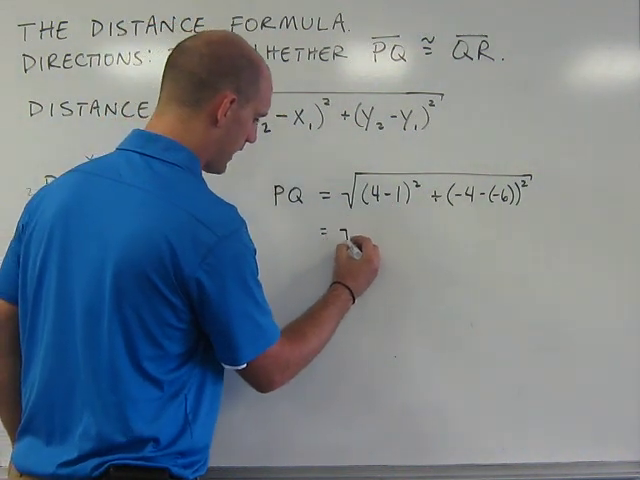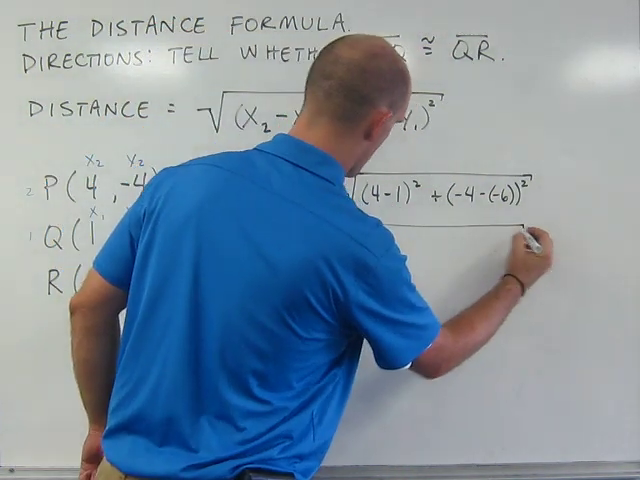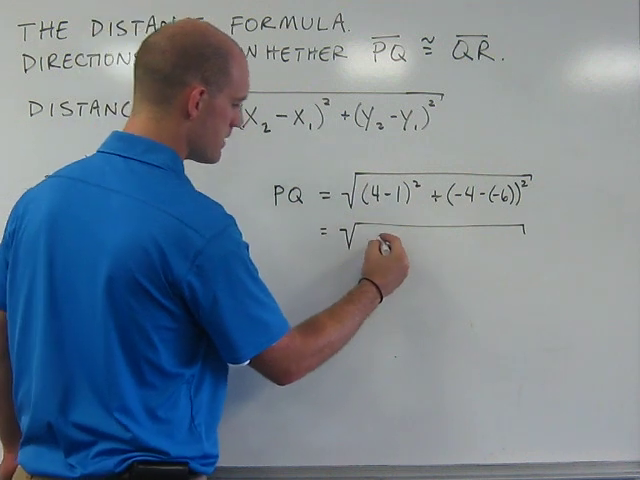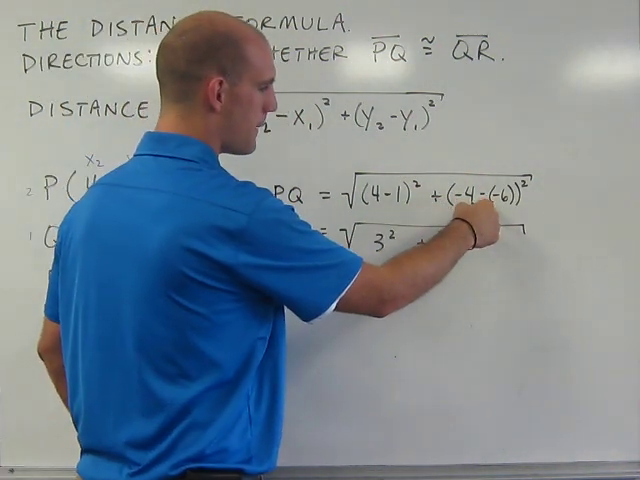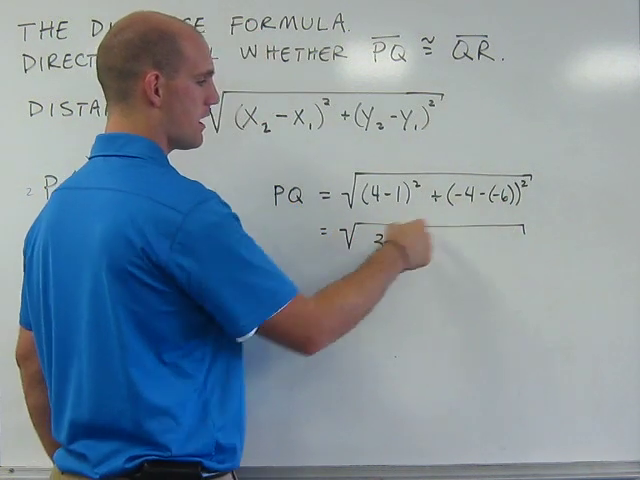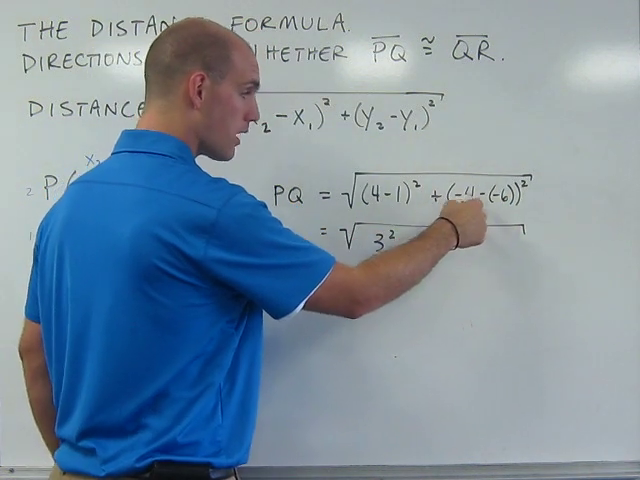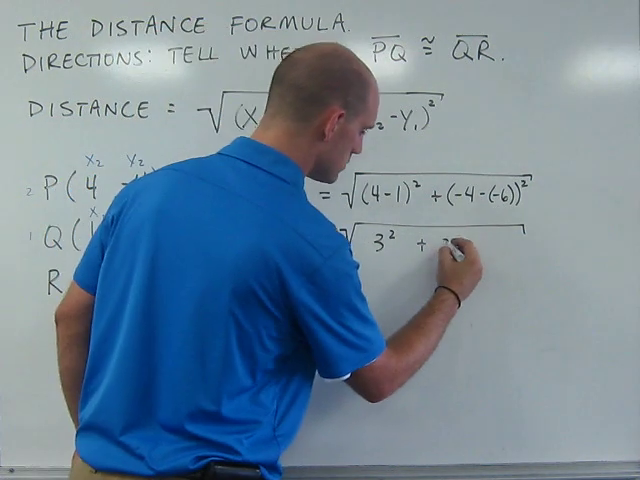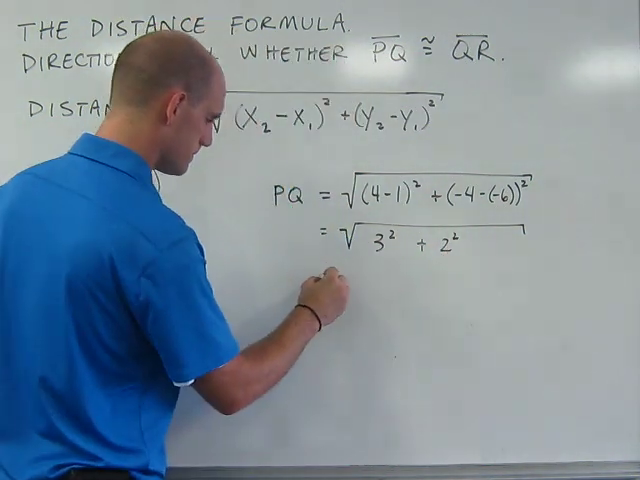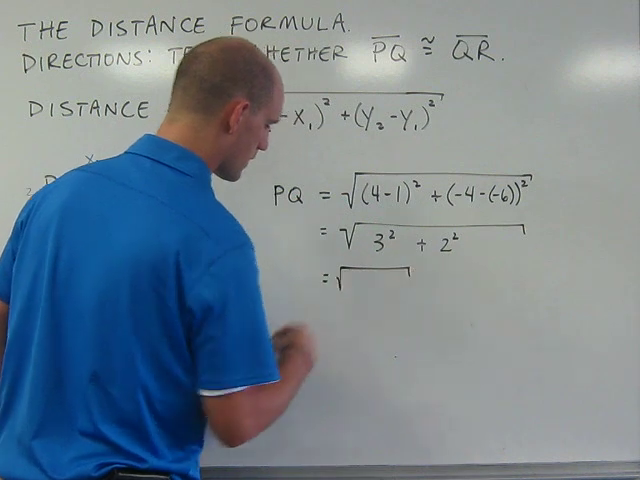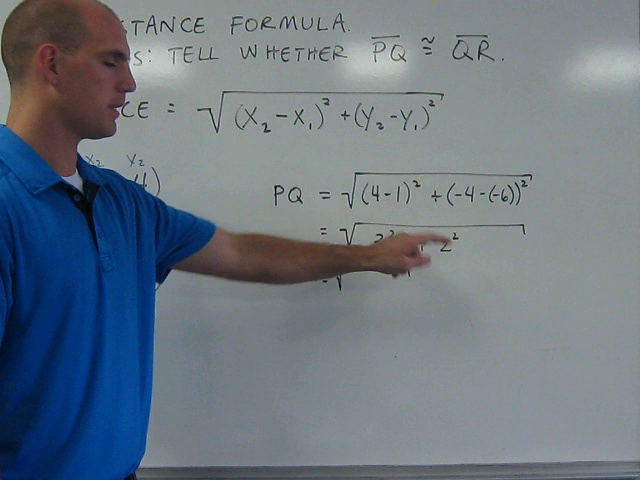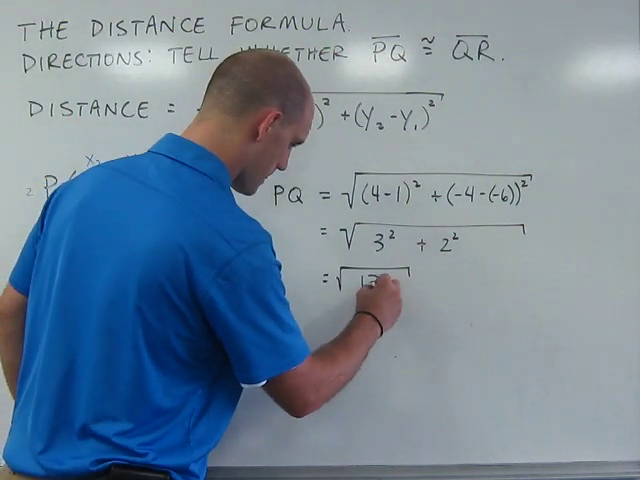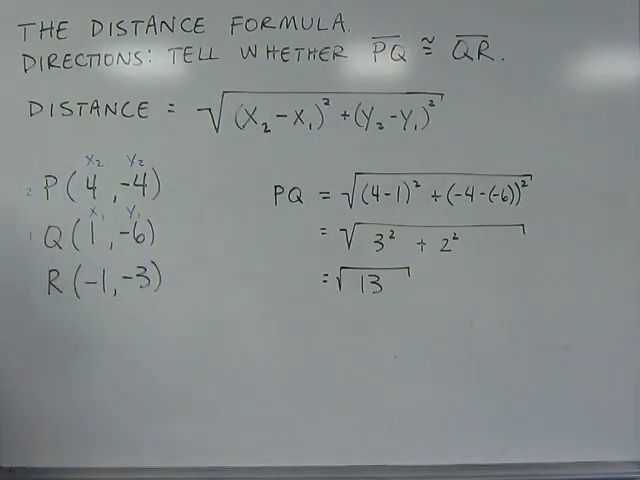So, when I simplify, 4 minus 1 is 3, and negative 4 minus a negative 6 would be the same as saying negative 4 plus 6, or 2. So PQ has a length of 9 plus 4, square root of 13. The length of PQ is the square root of 13.